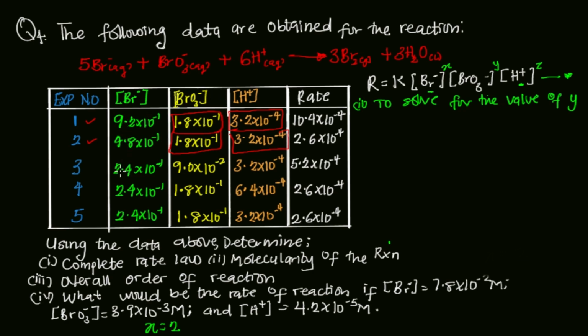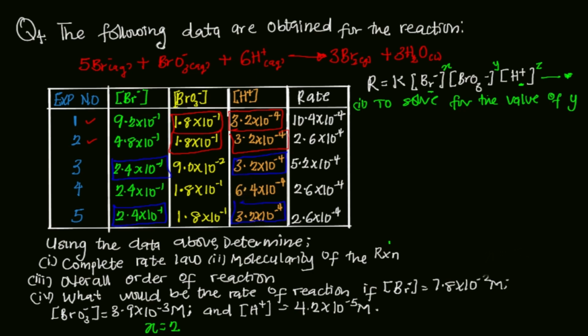We have experiment 3. We go for experiment 3 and 4. No, that's true that we cannot go for experiment 3 and 4, but at the same time we can actually go for experiment 3 and also experiment 5 in order for us to cancel our y out, right? So if we go for experiment 3 and experiment 5, on this hydrogen ion, the concentration is actually the same as well. So we can actually go for that.